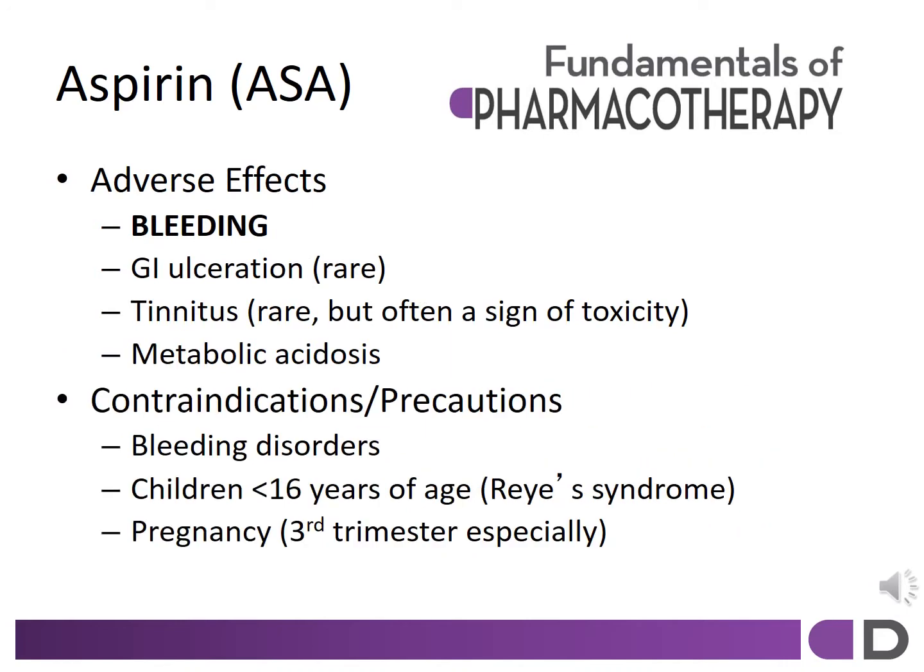Like all other agents in this presentation, bleeding is a common adverse effect of aspirin. Also, aspirin may cause GI effects, including potential for ulcer. Rare but serious side effects include tinnitus, or ringing in the ear, and metabolic acidosis. Aspirin use is contraindicated in bleeding disorders, children younger than 16 years old due to its potential for Reye syndrome, as well as patients who are pregnant.